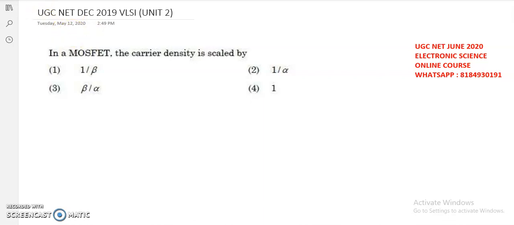Hi, my name is Ashwani Kumar, and in this video, we are going to see the December 2019 UGC NET questions on the second unit, that is VLSI or IC fabrication. Coming to the first question, it asks: in a MOSFET, the carrier density is scaled by which of the options?